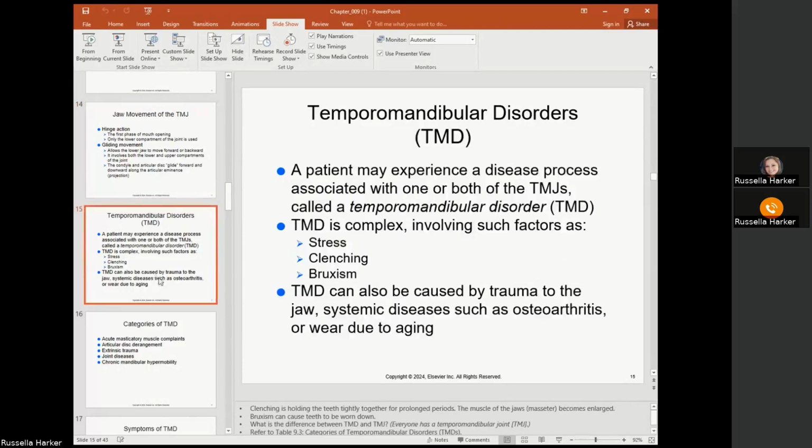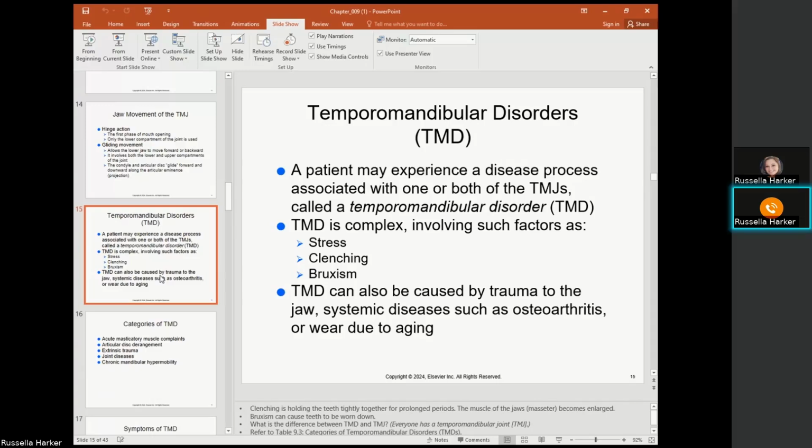With the temporomandibular joint, there are temporomandibular disorders. So TMJ is temporomandibular joint. TMD means temporomandibular disorder. The two abbreviations obviously are very different. If someone has TMD, they might experience a disease process associated with one or both of their joints. It doesn't have to be both joints, but it's called a temporomandibular disorder.